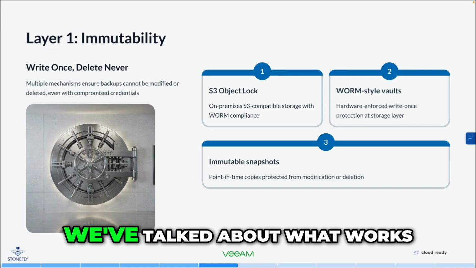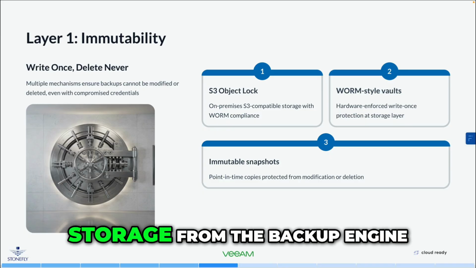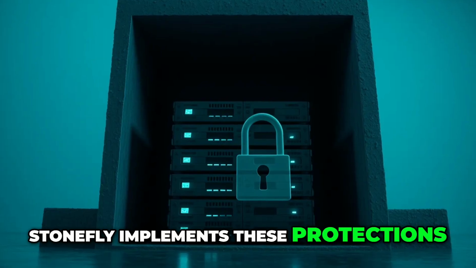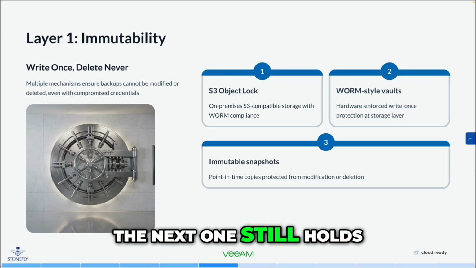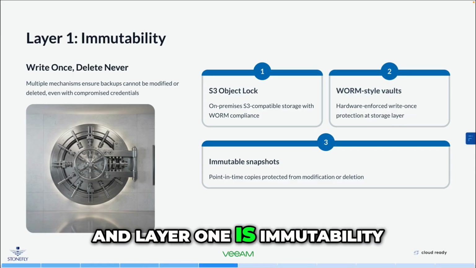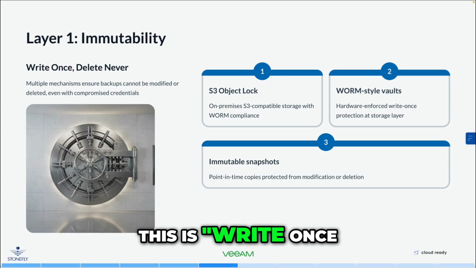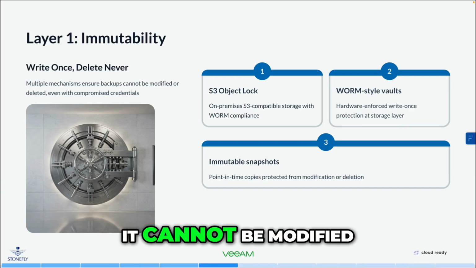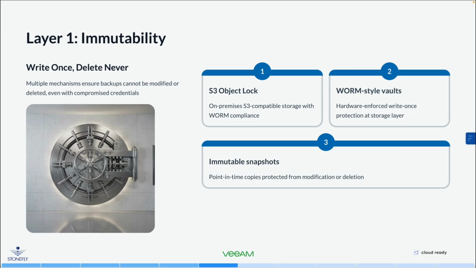Up to this point, we've talked about what works, immutability, isolation, and air gap, and how StoneFly separates storage from the backup engine. StoneFly implements these protections in layers so that if one control is bypassed, the next one still holds. And layer one is immutability. As the slide says, this is write once, delete never. Once backup data is written, it cannot be modified or deleted even if administrator credentials are compromised.